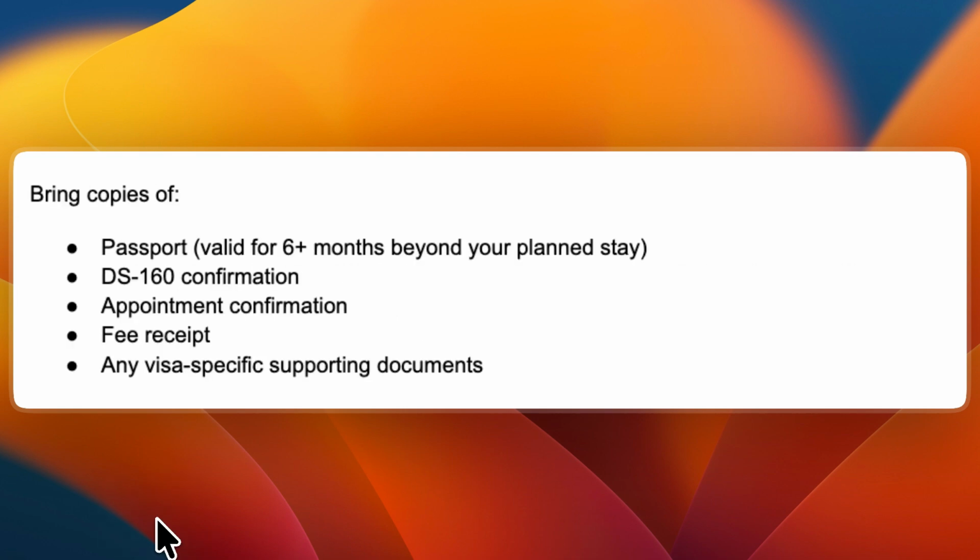Now to your interview you need to bring the following things, so a passport, a DS-160 confirmation, an appointment confirmation, your fee receipt, and any visa-specific supporting documents. So now you know how to book an appointment for a US visa from the UAE.